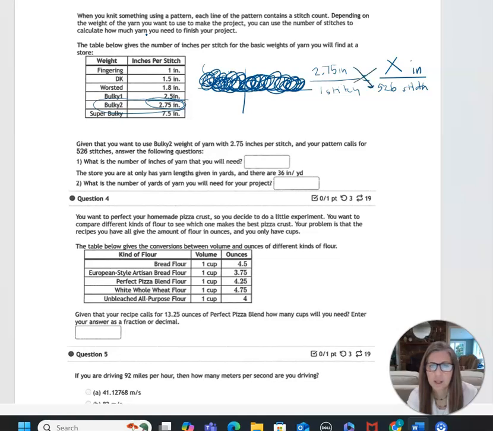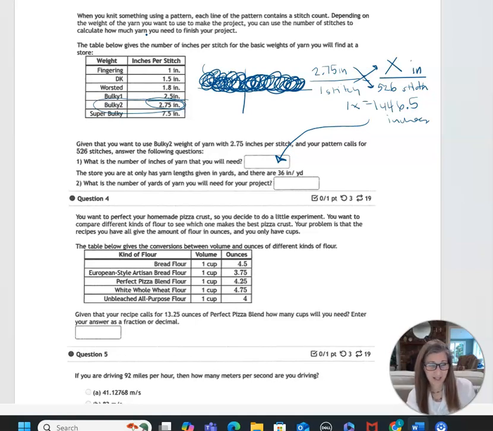So we will cross multiply. So 1 times x is 1x. Let's see what 2.75 times 526 is. 1446.5 inches. Okay, so that's how many inches you have. This would be the answer right here.